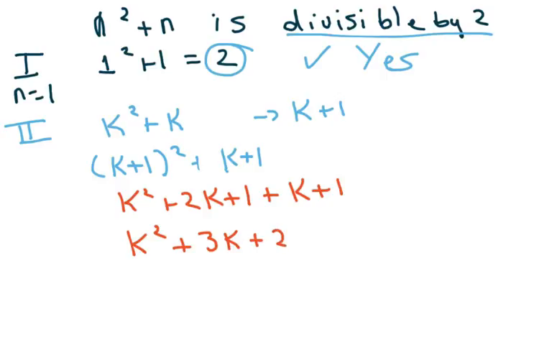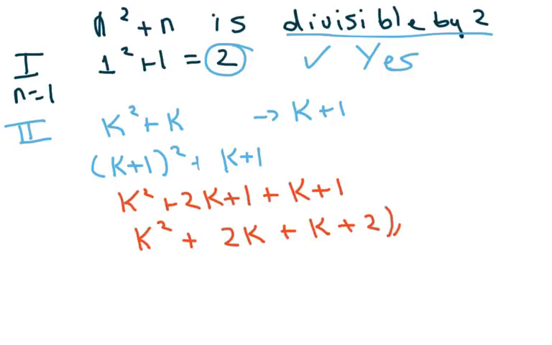And then we're going to go ahead and factor. This would be, no, I'm not going to do it that way. What I'm going to do is just look at it like this: k squared plus 2k plus k plus 2. All right? And I'm going to group these two together.